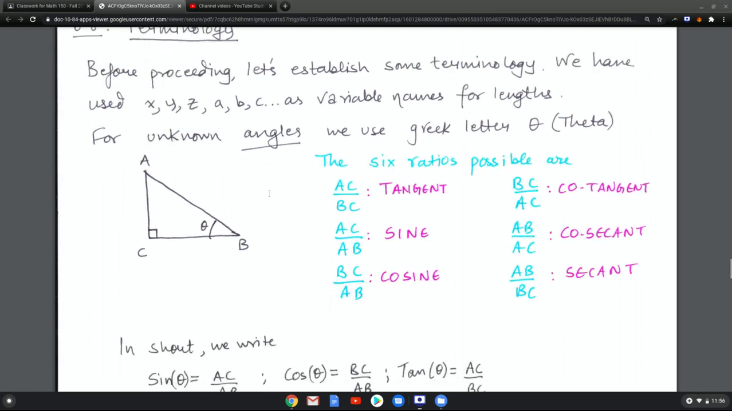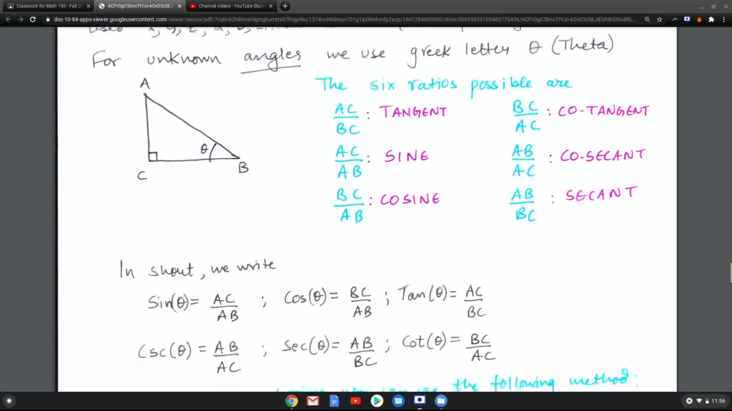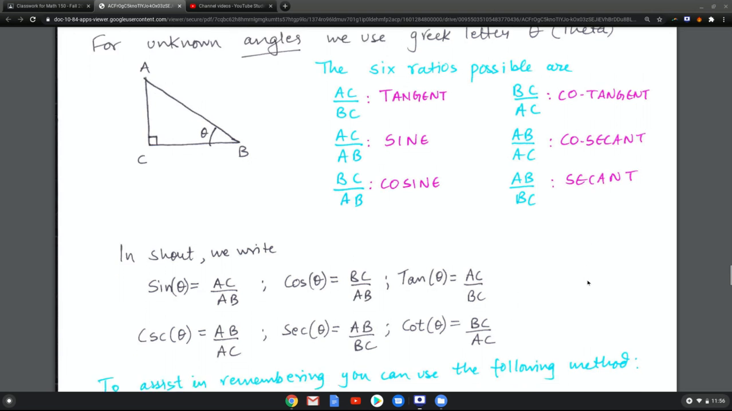The 6 possible ratios are as follows. AB over BC, AC over BC, that's called tangent. The reciprocal, or the opposite of that, BC over AC, is called the cotangent. AC over AB is called sine. AB over AC is called cosecant. BC over AB is called cosine. And AB over BC is called secant. In short, we write sine theta, cosine theta, tan theta, csc theta, secant theta, and cotangent theta, or cot theta.